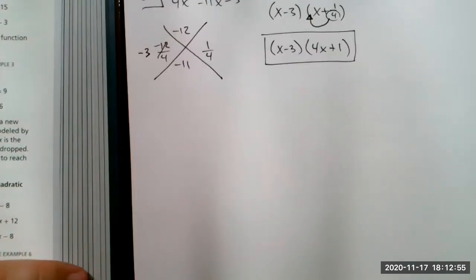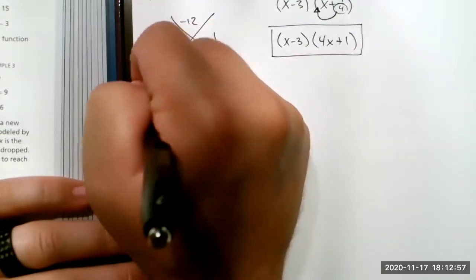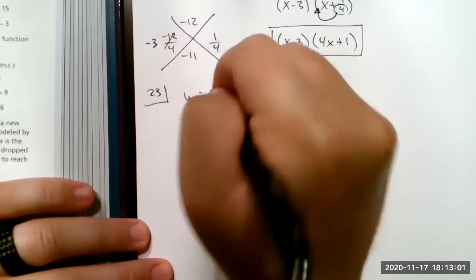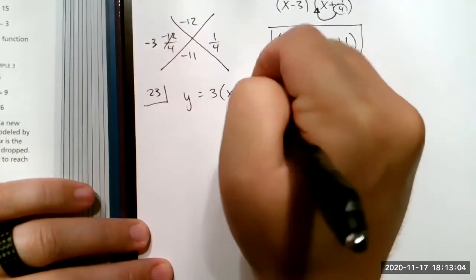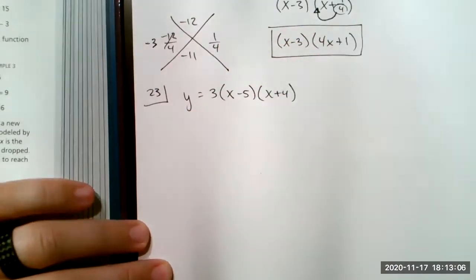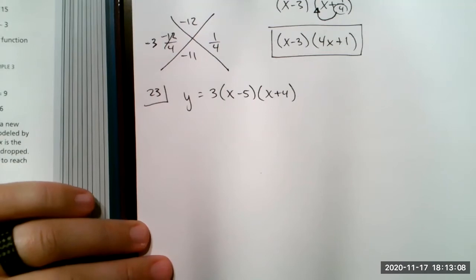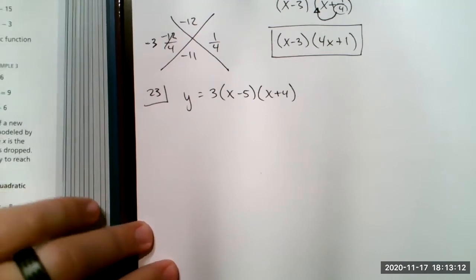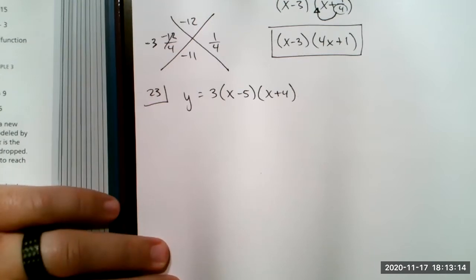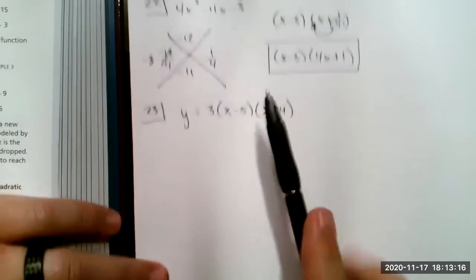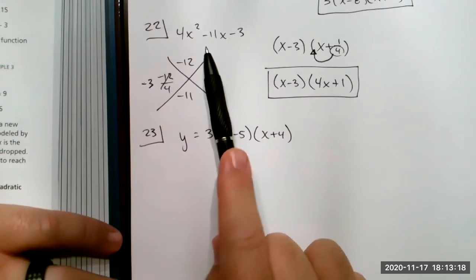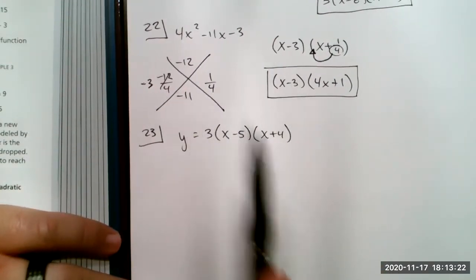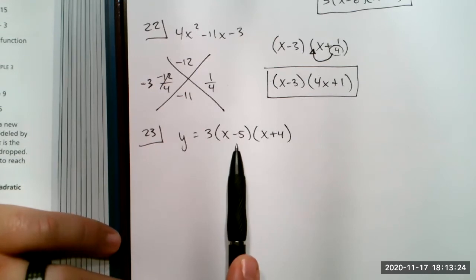23. Y equals 3 parentheses x minus 5, x plus 4. And it wants to know what the zeros are, what the x-intercepts are, what the roots are. Remember, all those things mean the exact same thing. So what they're doing is they started off with some type of quadratic like they did here with number 22, but they did all the work for you. They went through all the steps, they did slide divide bottoms up, and they're giving you this as an answer.